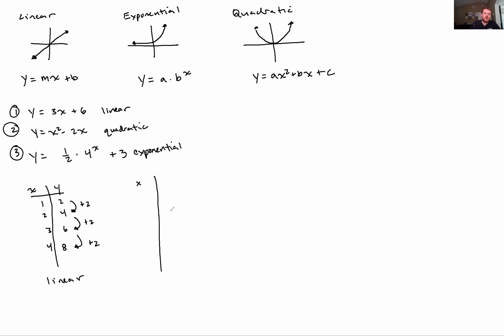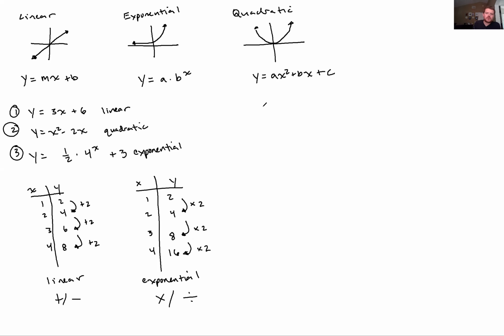If you have a pattern of multiplication, let's say again, just 1, 2, 3, 4, and we'll do something simple, 2, 4, 8, 16. Here there is a pattern also, but here I am multiplying by a factor of 2. Anytime you have a pattern of multiplication or division, then that is an exponential function. So you're looking for patterns of addition or subtraction for linear, or multiplication or division for exponential.